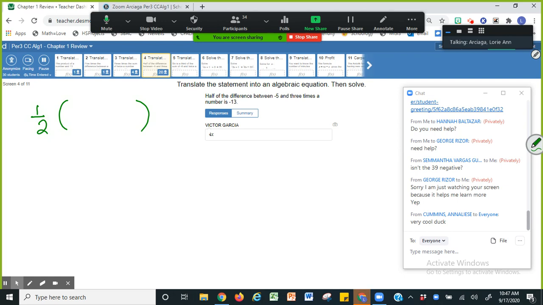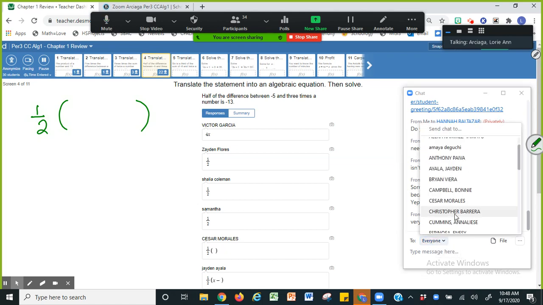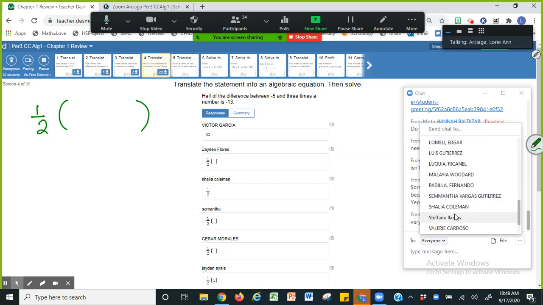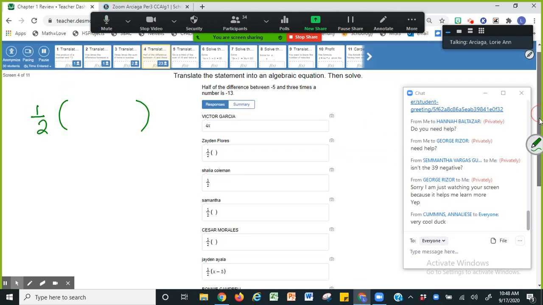-5 and 3 times the number. Let me see how you will represent that before I write it down. Okay, because I don't want to be the first one to show it. Nice use of fractions right there. Shalia, Samantha, Caesar, Jaden. Okay, I can sense that Victor is kind of stuck right now. Victor, if you're there, let me know. Let's see. Nice use of parentheses right there. Okay. And Jaden wrote x minus 5. Okay, yep, the -5 is correct, honey.